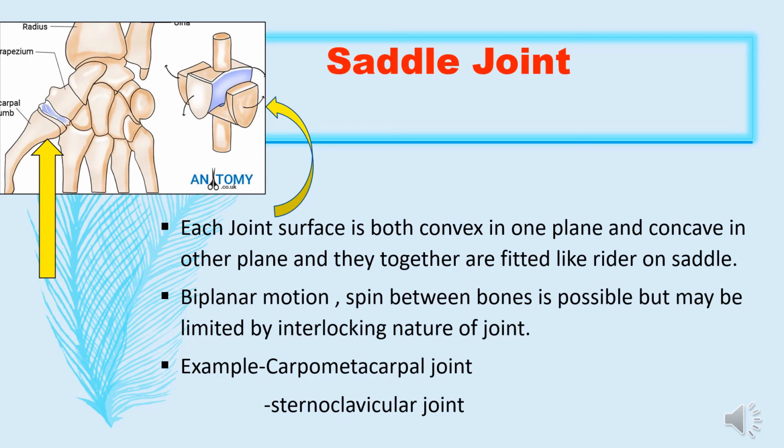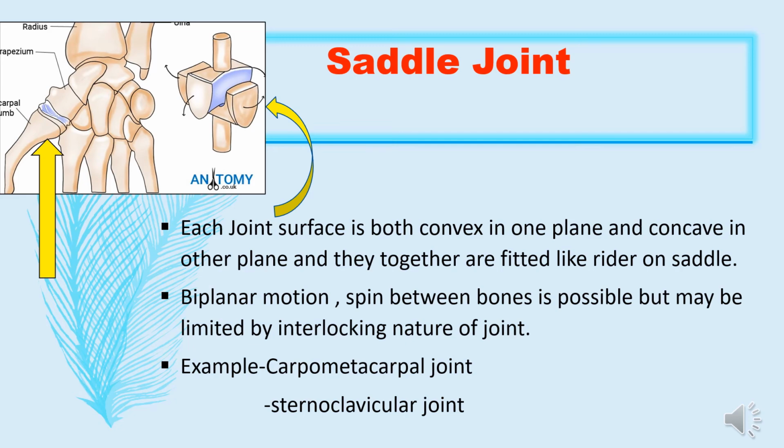Another classification of biaxial joint is the saddle joint, in which each joint surface is both convex in one plane and concave in another plane. Biplanar motion is allowed over there. Spin between bones is possible but may be limited by the interlocking nature of the joint. Examples for the same are the sternoclavicular joint and the carpometacarpal joint.